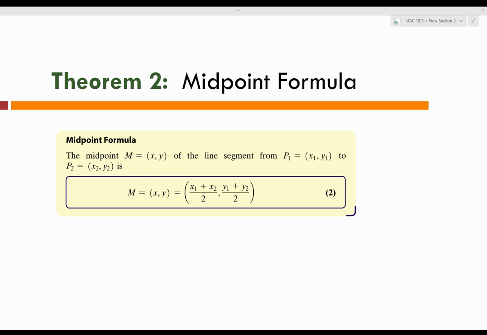All right, you guys, let's take a moment to talk about the midpoint formula. The formula says the midpoint M, which is (x, y), of the line segment from P1 (x1, y1) to P2 (x2, y2) is formulated as follows: M equals ((x1 plus x2) divided by 2, comma, (y1 plus y2) divided by 2).